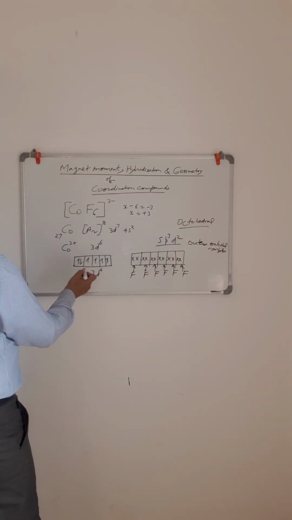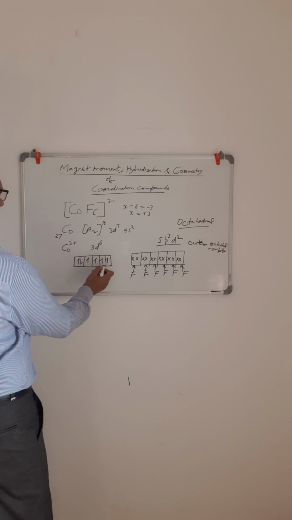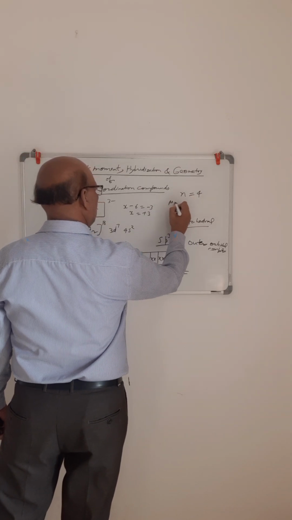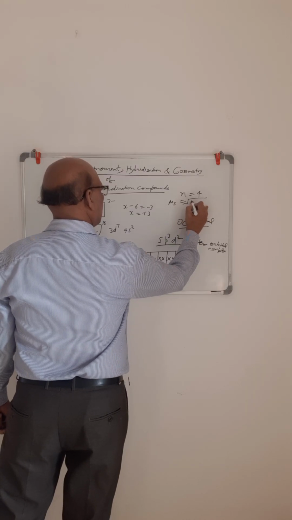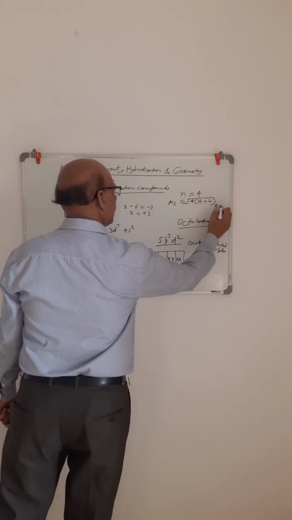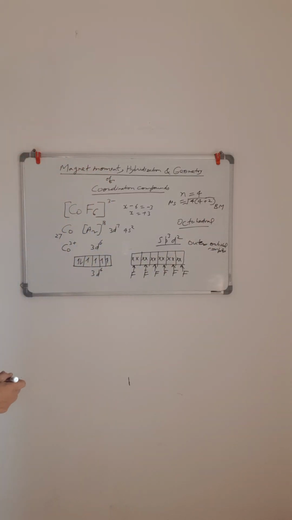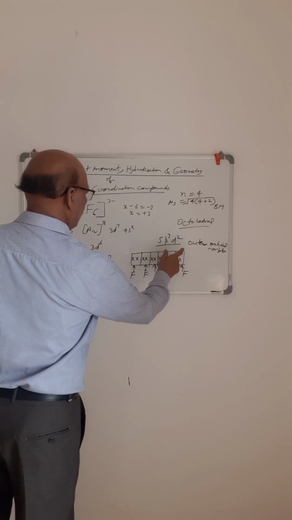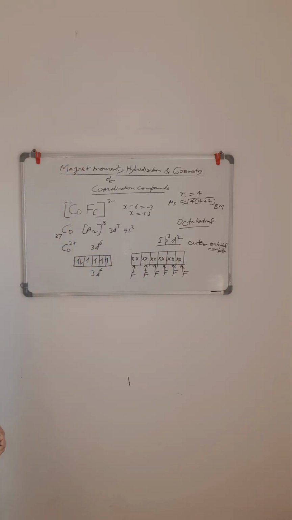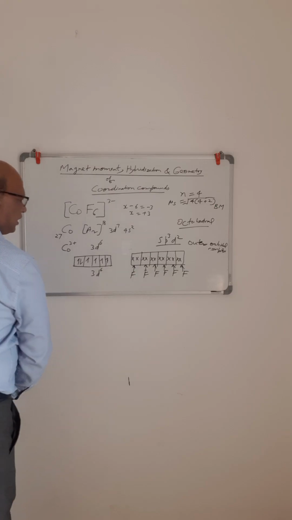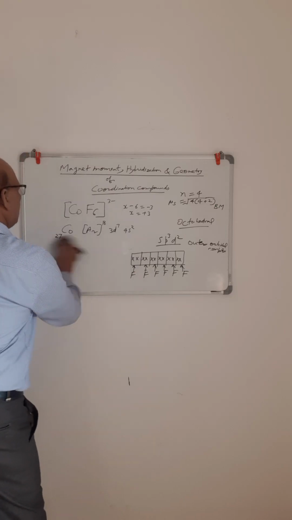And for spin only magnetic moment, there are 4 unpaired electrons. So the number of unpaired electrons is 4. So what will be the µs? That will be under root 4 into 4 plus 2 Bohr magneton. So that can be found out. And this is called the outer orbital complex because we have utilized the 4d orbitals for hybridization. If we would have utilized the 3d empty orbitals, it would have been an inner orbital complex.